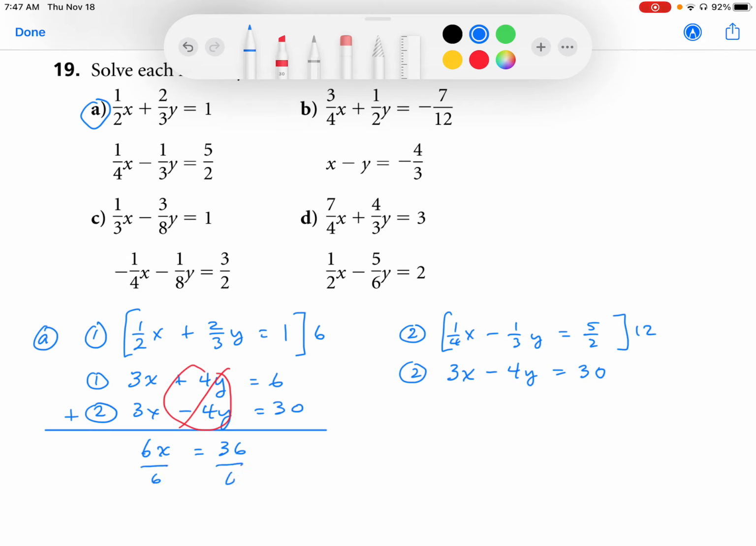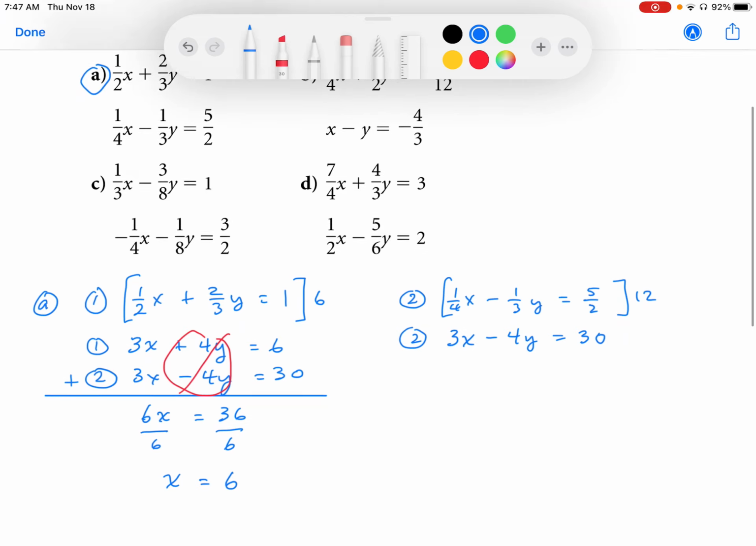Divide both sides by 6. I end up with x is equal to 6. Now remember that although I solved for x, I haven't solved my system because my system involves two variables. So I need to solve for y. I'm going to plug it into one of the two equations. It doesn't really matter. I'm just going to arbitrarily plug it into 2.